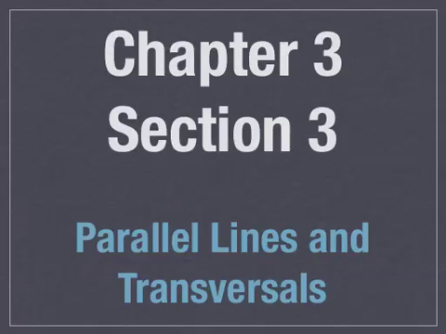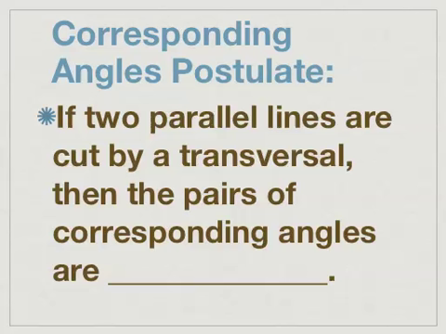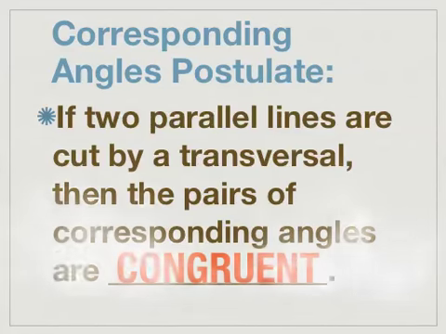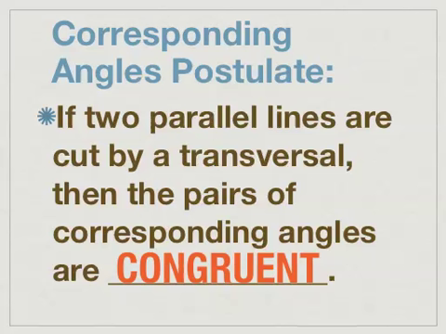Chapter 3, Section 3, Parallel Lines and Transversals. The corresponding angles postulate says if two parallel lines are cut by a transversal, then the pairs of corresponding angles are congruent. Today we're talking about transversals that are cutting through parallel lines.